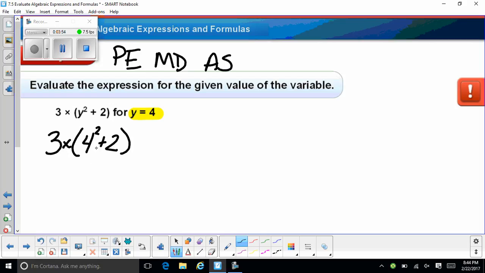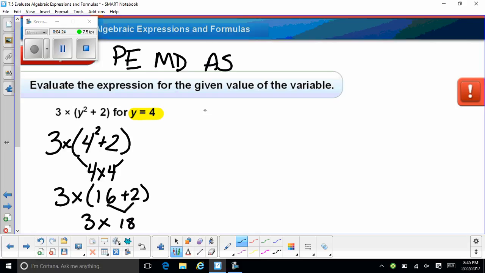First, I want to solve what's in the parentheses, but if I look closely in the parentheses, I see that I have an exponent. And so in order for me to do this, I'm going to go ahead and solve my exponent first, which is 4 times 4 equals 16 plus 2. Now I'm going to go ahead and solve what's in the parentheses. In this case, it's 18. 3 times 18 is 54. And so my final answer is 54.